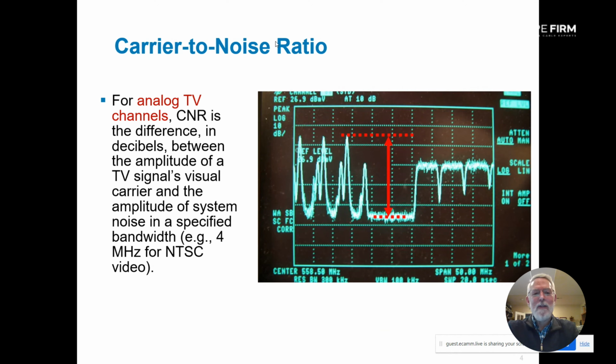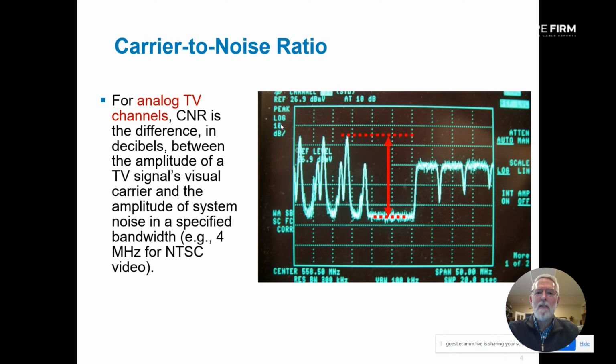So let's start with carrier to noise ratio measurements that many who have been in the industry a long time are probably very familiar with, and that's on analog TV channels. In this case, the CNR is described as the difference in decibels, or good old dB, between the amplitude of the TV channel's visual carrier, and that's the tall one you see here, and then the amplitude of the system noise in a defined or specified bandwidth.